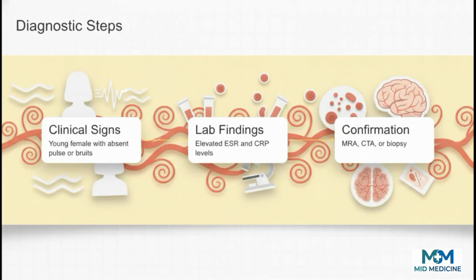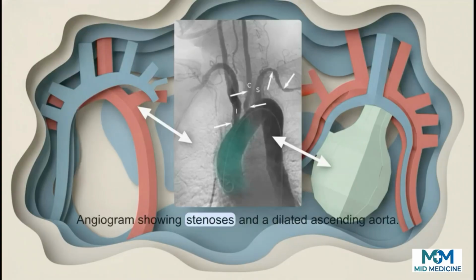But labs alone just aren't enough. The diagnosis might start clinical, but you absolutely have to confirm it with imaging or a biopsy. Check this out. Here we have a real-life angiogram of the thoracic aorta in a patient with Takayasu arteritis. Let's break this image down together.